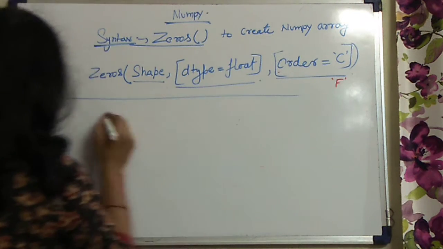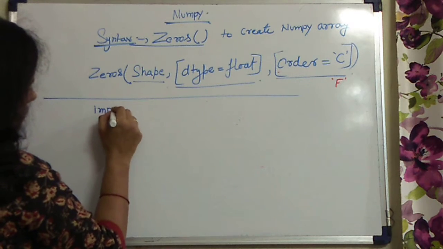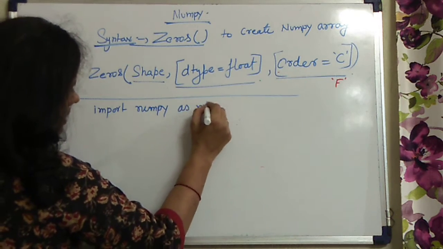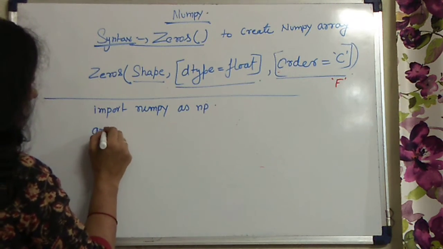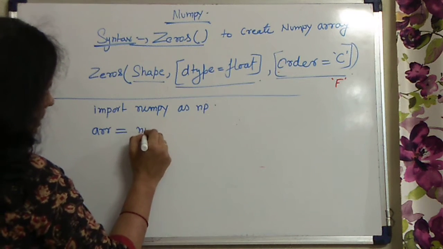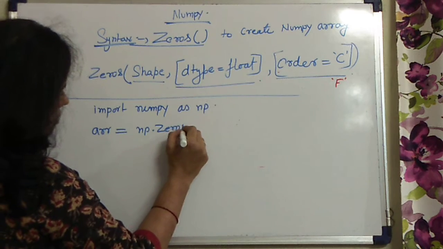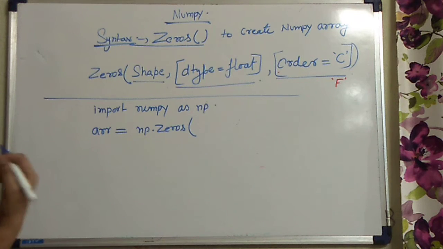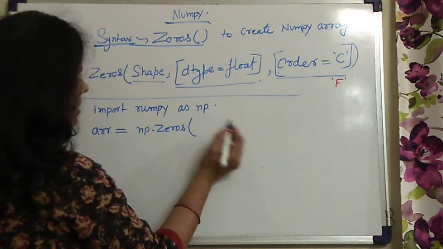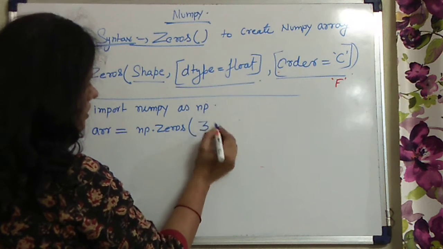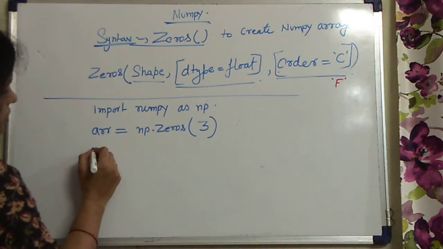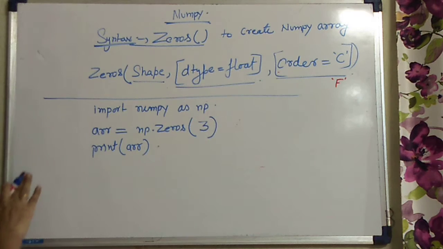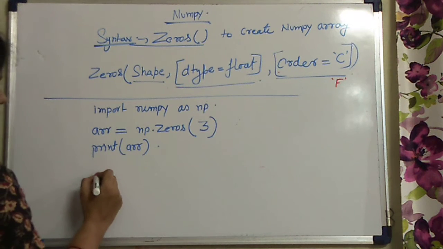First of all, you must write the statement import numpy as np. Now write the name of the array. I have used arr = np.zeros, and you must mention the shape, which determines the dimension of the array. So I am going to write 3 here. Clear? So what output will you get? Print the array. Now let us see what output you will get.